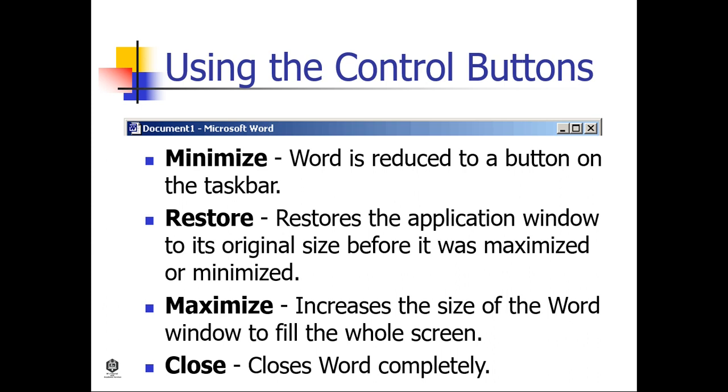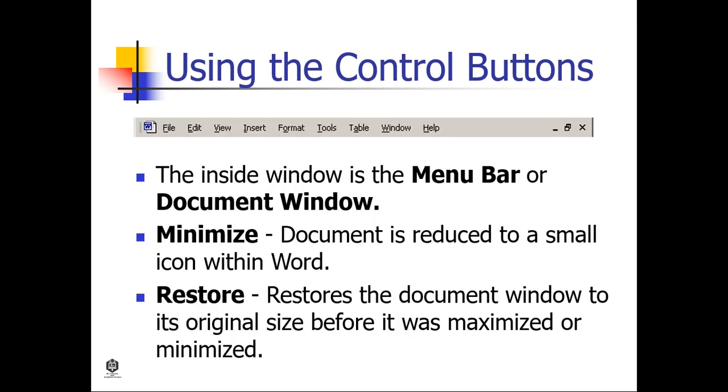Minimize: Word is reduced to a button on the taskbar. Restore restores the application window to its original size before it was maximized or minimized. Maximize increases the size of the Word window to fill the whole screen. Close closes Word completely.